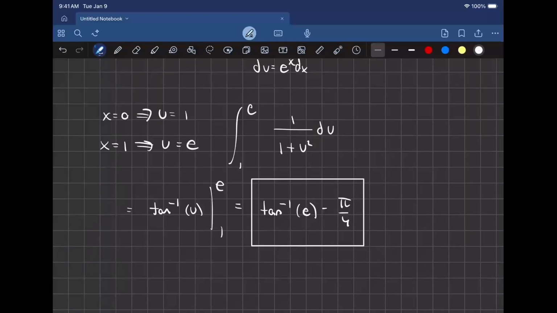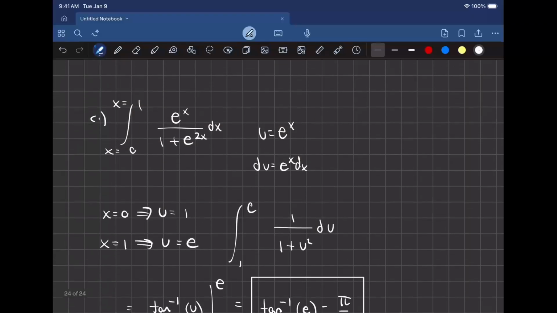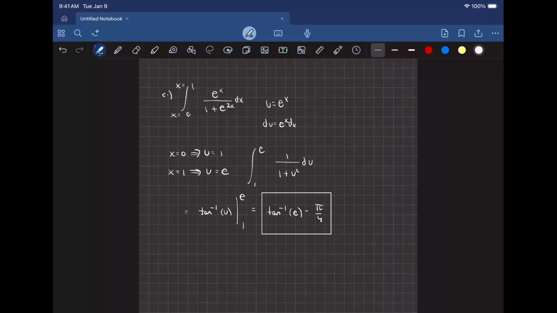And that is it for these first integrals on this page. And then I'll go over all the improper integral stuff now.